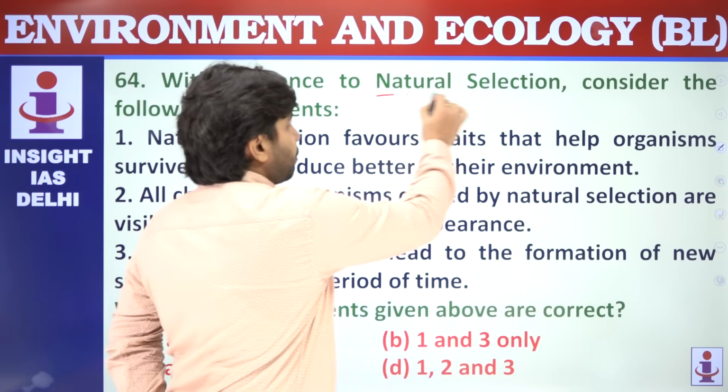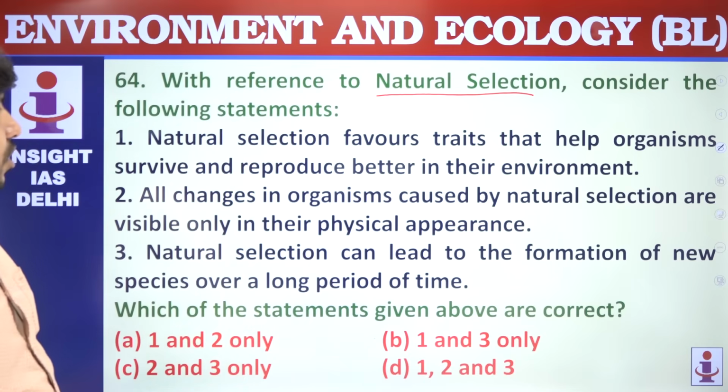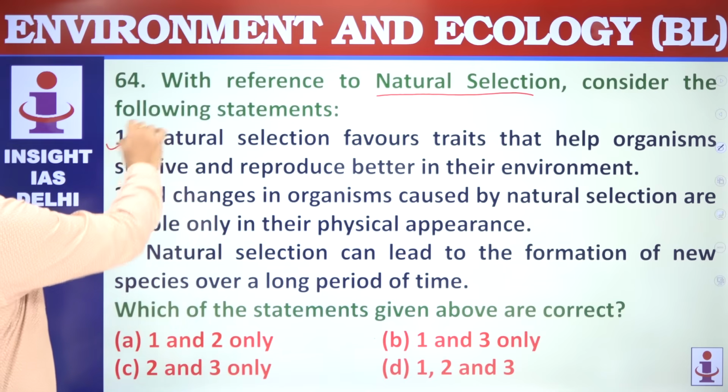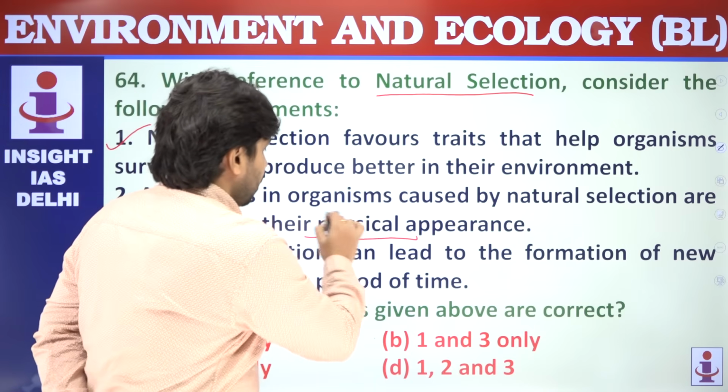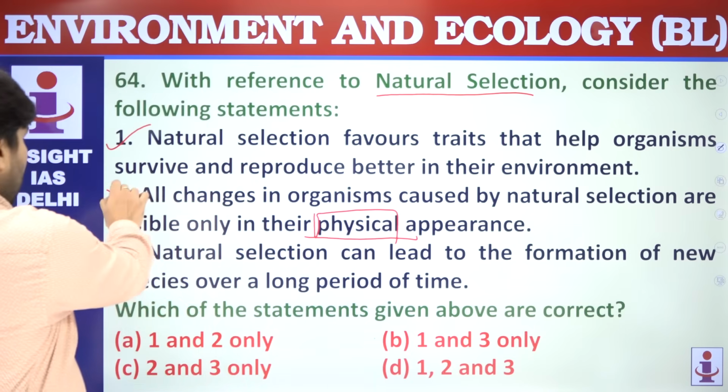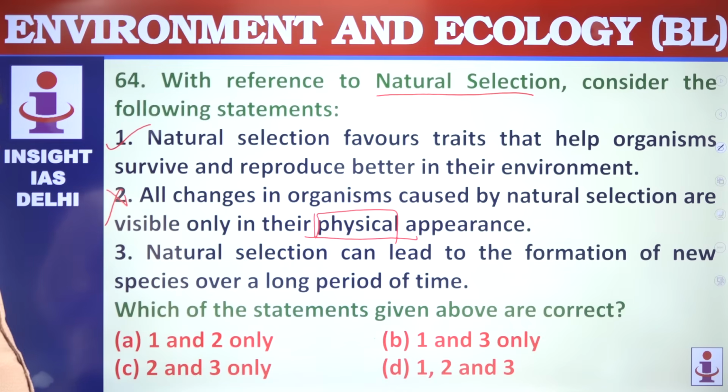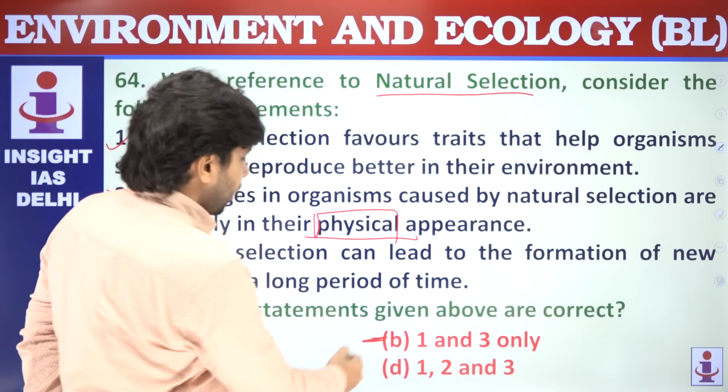Natural selection. Natural selection favors traits that help organisms survive and reproduce better in their environment. All changes in organisms caused by natural selection are visible only in their physical appearance? Statement 1 is correct. Natural selection does not mean changes are only visible in physical appearance, so statement 2 is not correct. Natural selection can lead to the formation of new species. Yes, 3 is correct. 1 and 3 will be your correct answer.